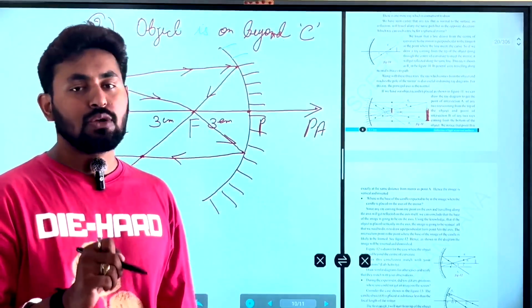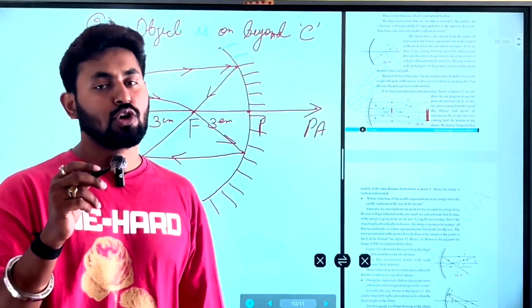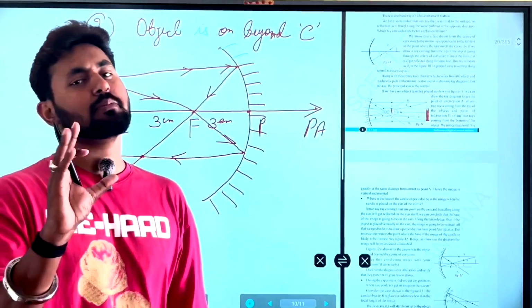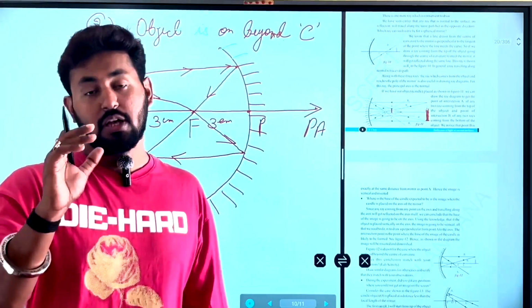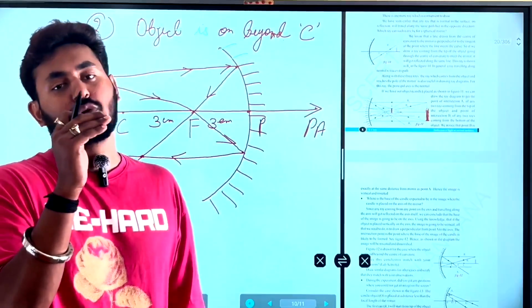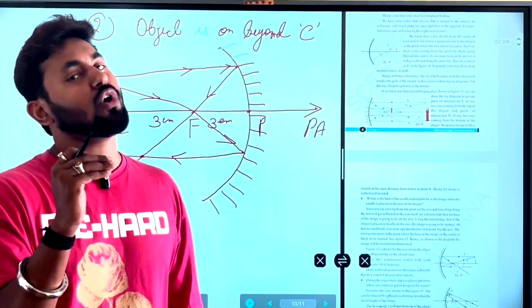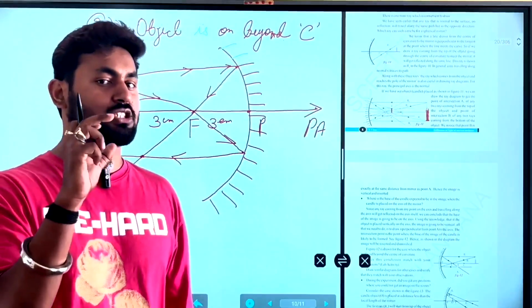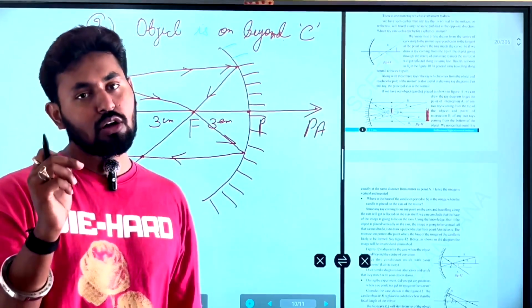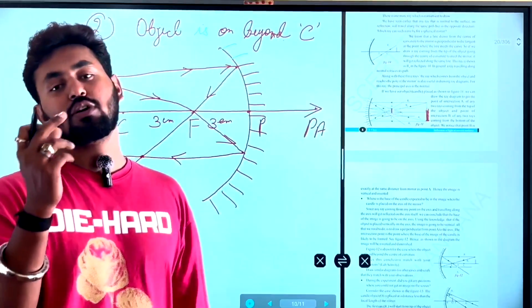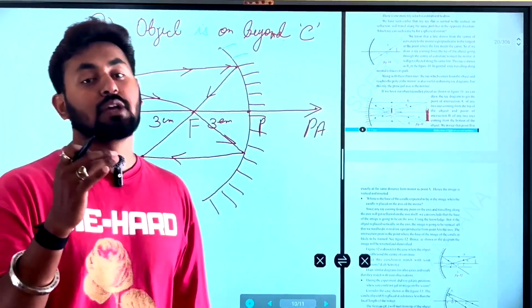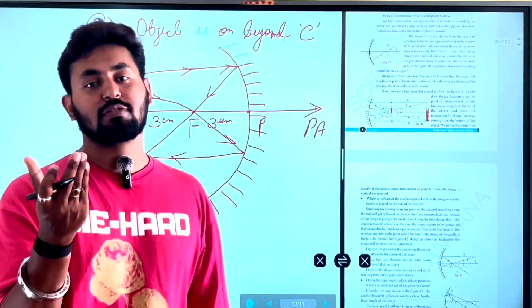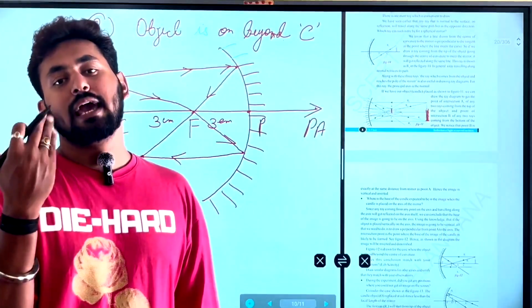Why am I telling you all to take the height of an object as 2 centimeter or some measurement, whether you take 1 centimeter, so that whenever you get the image formed, if you measure that image, it will definitely be either smaller or bigger than the object size. Then you will be able to say the characteristics of the same, whether it is diminished or enlarged or of the same size.